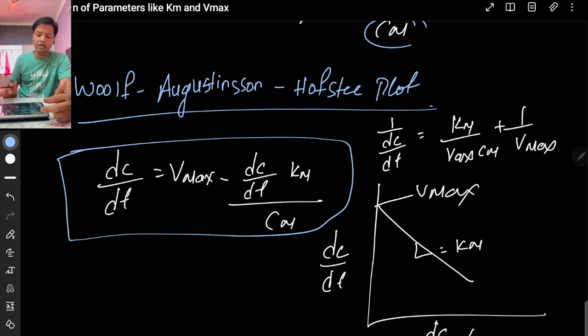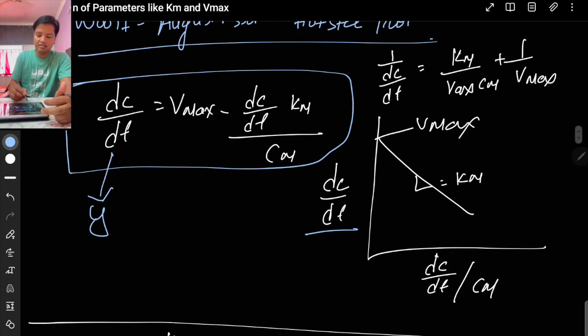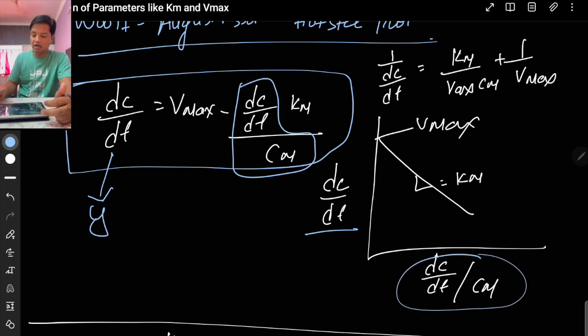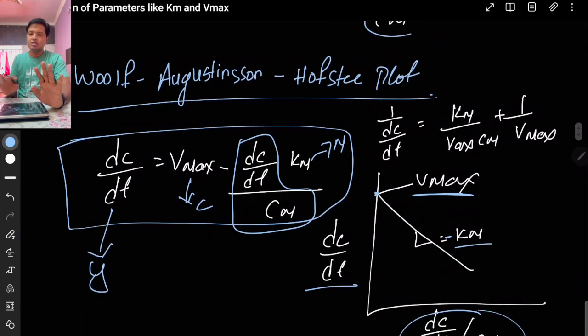We need to plot the graph for dC by dt. Take this as the y-axis, and whatever this other term is, take it on the x-axis. So this will be your m and this will be your c. What is m? M is your minus Km. Minus Km is m. So from the slope you can find out the Km value, and from the intercept you can find out the Vmax value. Simple things. So that is the Woolf-Augustinsson-Hofstee plot.